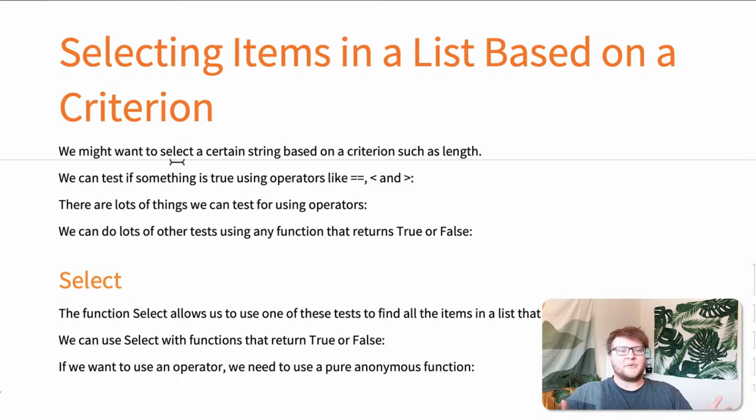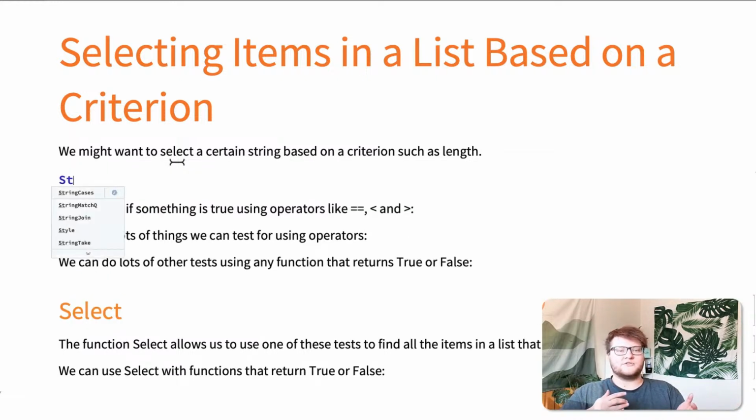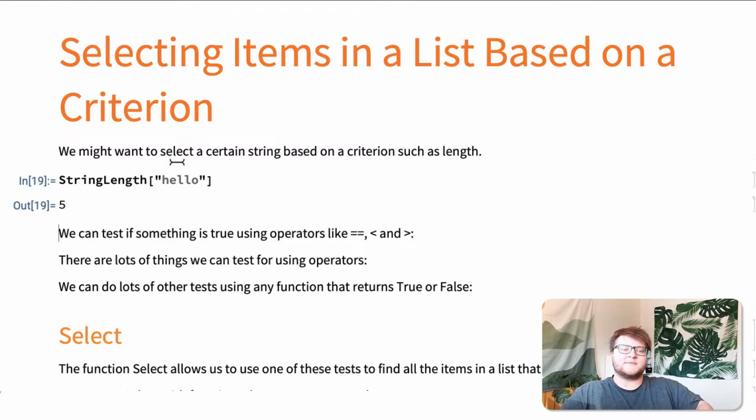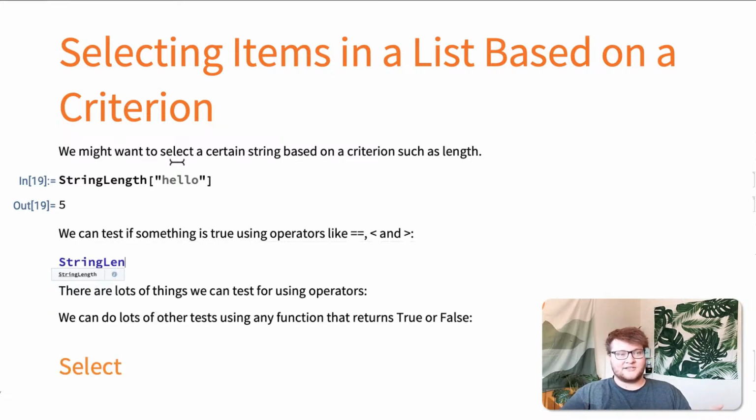So let's figure out how we would check to see if a string is 5 characters long. We'd want to use the function StringLength to see how long a string is. So StringLength of hello is 5. We can test if something is true using operators. Some of the most common operators are double equals to see if two things are the same, larger than to test if the first thing is bigger than the second thing, smaller than to see if the second thing is bigger than the first thing. So if I say, is StringLength of hello equal to 5, it returns true.